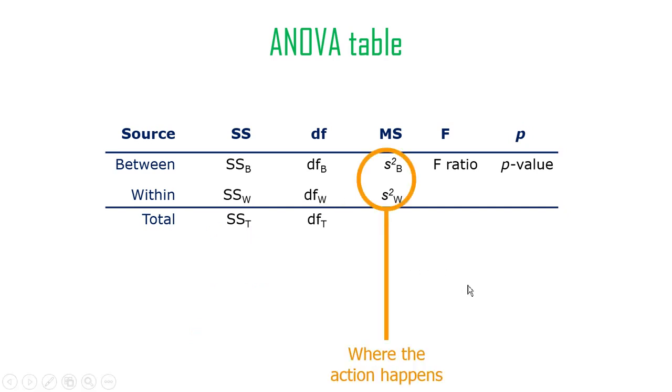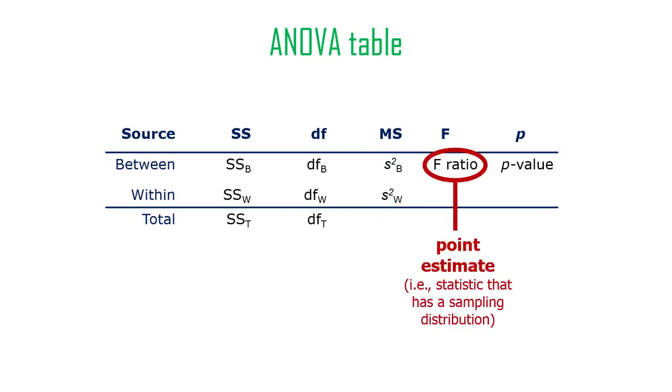Now here's where the action happens right here. The action happens in variances. Once you get a variance, a sum of squares divided by its degrees of freedom, then you have a variance. Now you've got the between and the within subjects variance. You divide those by each other, you have the F ratio. That's our point estimate. So we're taking the F ratio from our sample, and we're saying what's the likelihood of finding an F ratio this big or bigger if the null hypothesis were true. So that's our point estimate.